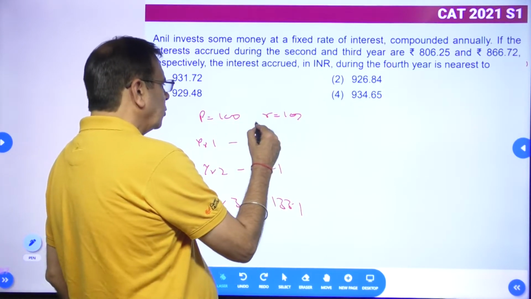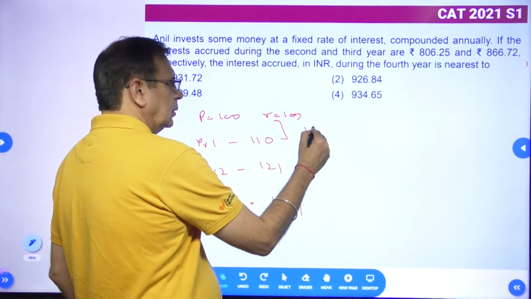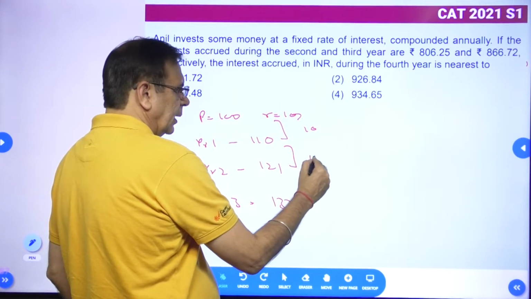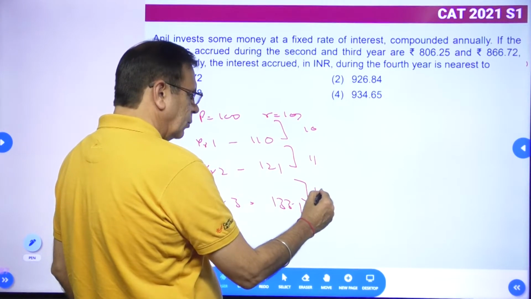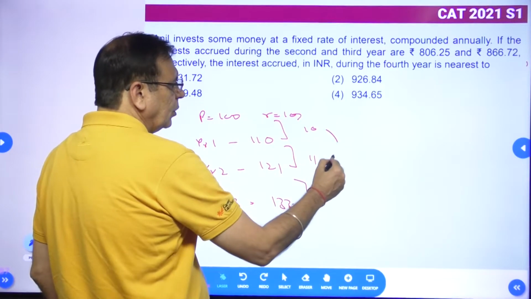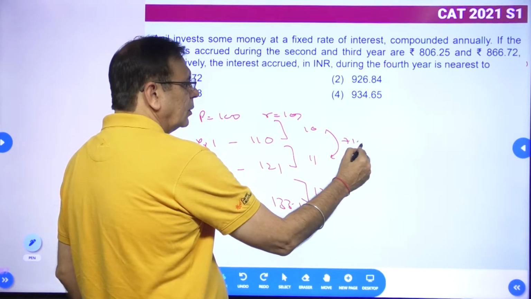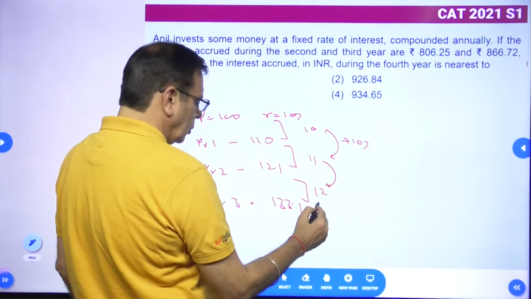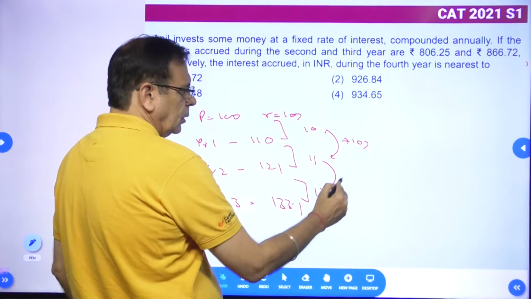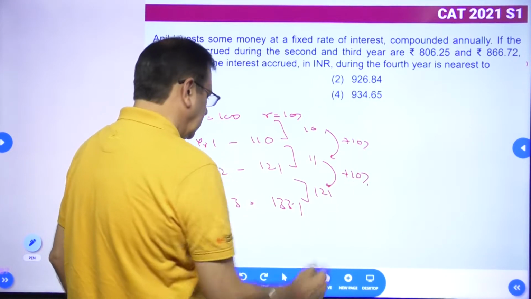Now, what is the interest you have received in the first year? 10 rupees. Interest in the second year, 11 rupees. Interest in the third year, 12.1 rupees. Now, what is this increase, 10 to 11? 10%. 11 to 12.1, 10%.